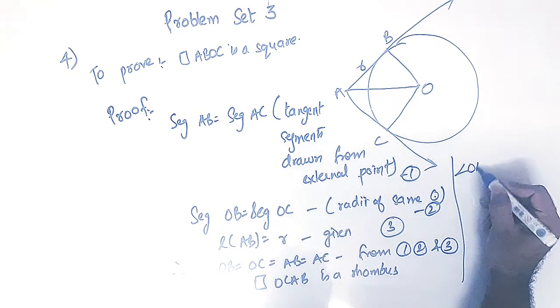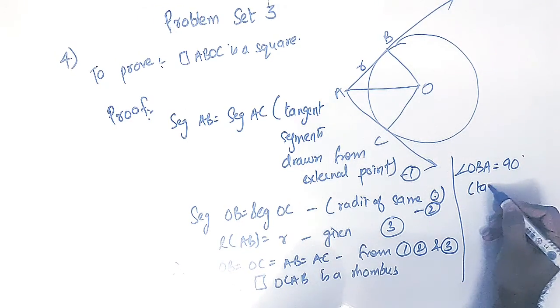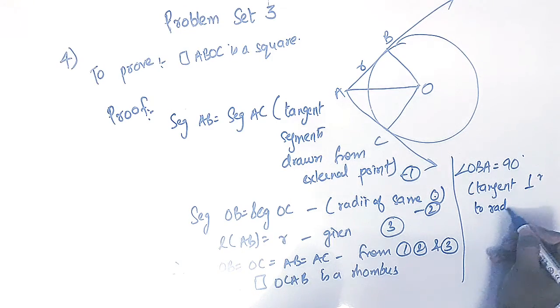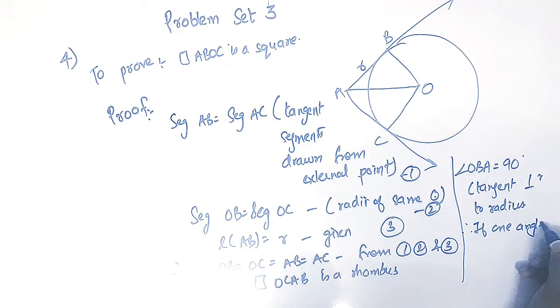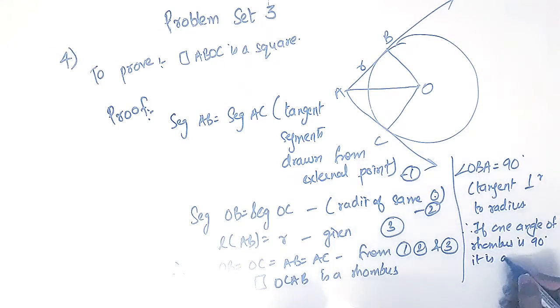I can write angle OBA equals 90 degrees. Why? Because the tangent is perpendicular to the radius. So therefore, if one angle of a rhombus is 90 degrees, it is a square. Therefore, I can write quadrilateral ABOC is a square. Correct? So we are done with sum number 4.